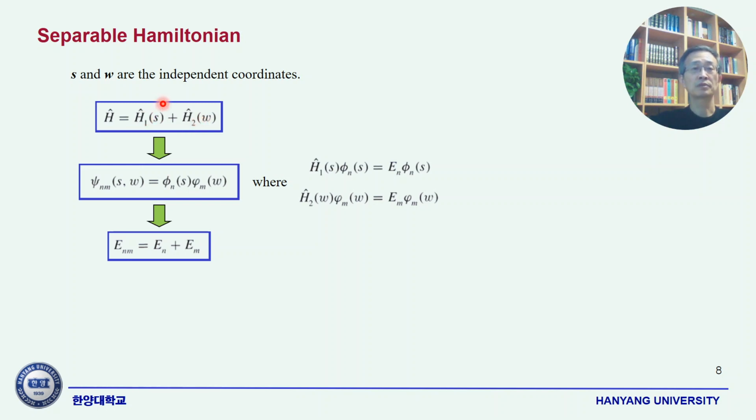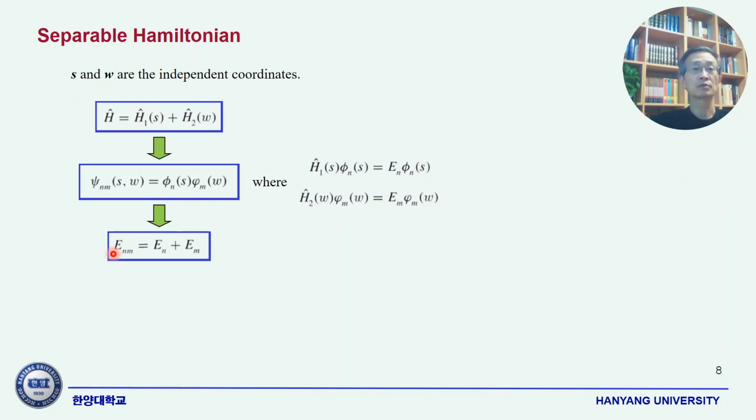Then, if the Hamiltonian is given as a sum of Hamiltonian 1 and Hamiltonian 2, the total wave function is a function of S and W. The index of the S degree of freedom, or coordinate, is n, the quantum number associated with it, and m is the quantum number associated with W. So psi nm of S and W is equal to phi n of S times phi m of W. Which means that if your Hamiltonian is given as a sum of two Hamiltonians, then your wave function is a product of both wave functions, because you can solve separately for coordinate S and coordinate W.